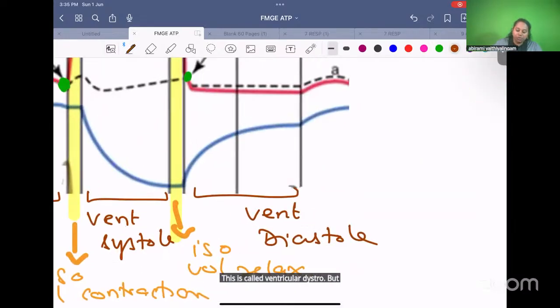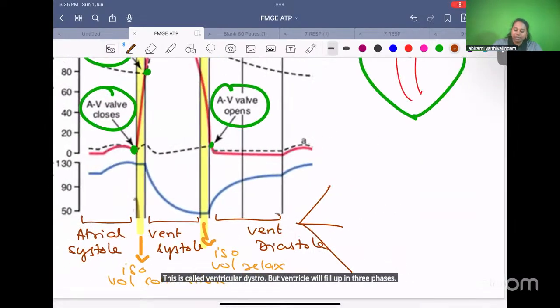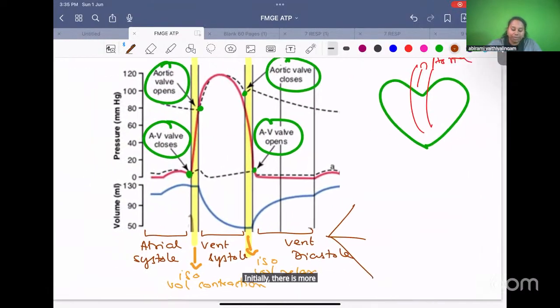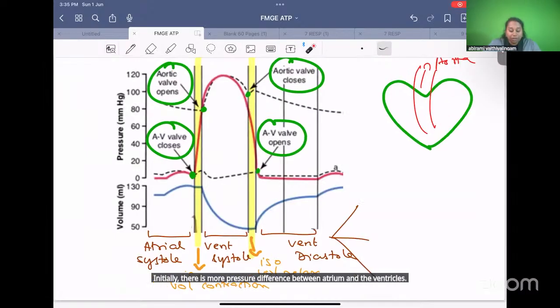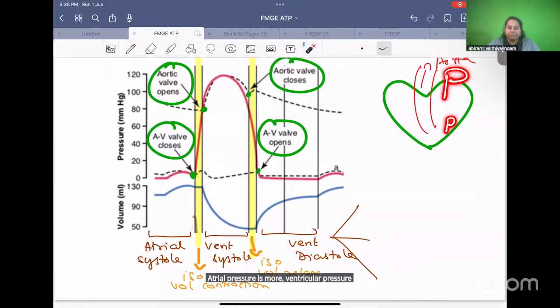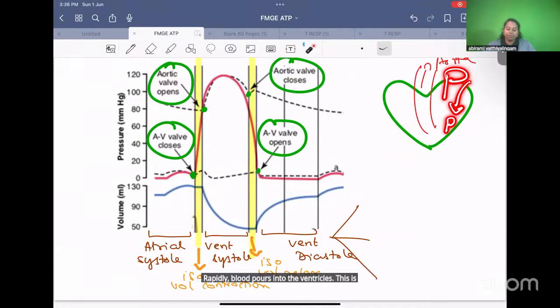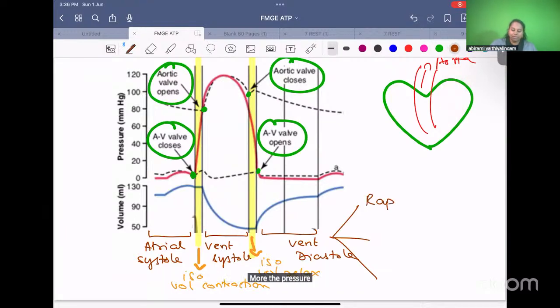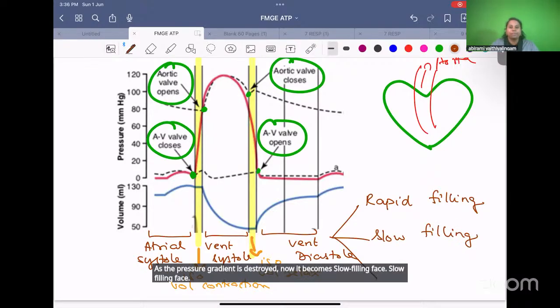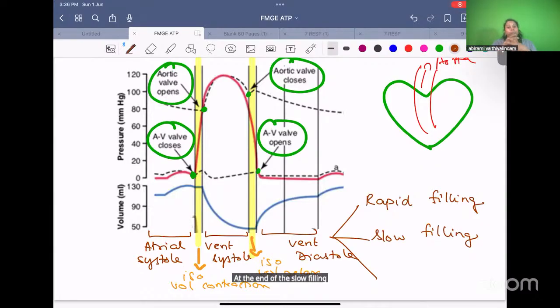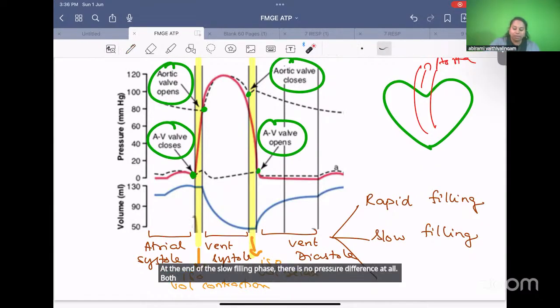But the ventricle will fill up in 3 phases. Initially, there is more pressure difference between the atrium and the ventricles. Atrial pressure is more, ventricular pressure is less. Because of the pressure difference, blood rapidly pours into the ventricles. This is called the rapid filling phase. The more the pressure difference, the more rapid the filling. As the pressure gradient is destroyed, it becomes the slow filling phase. At the end of the slow filling phase, there is no pressure difference at all. Both atrium and ventricle have the same pressure.